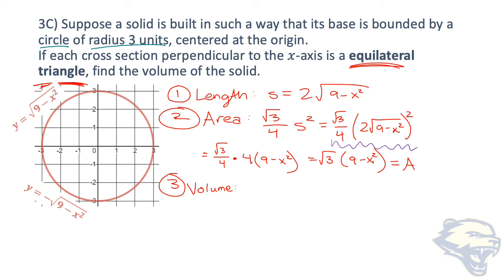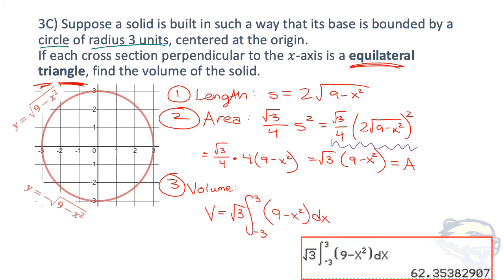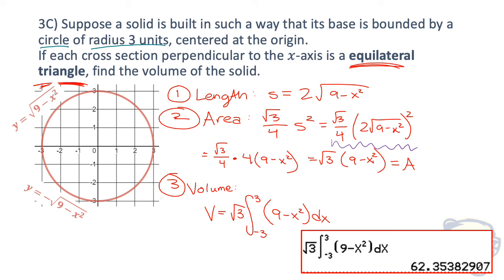And then our volume from -3 on the left to +3 on the right. And then we can just put that in the calculator, and that comes out to be 62.35, which again is in the same ballpark as what we got from the semicircle version with the 56.55. So 62.35 for this one.